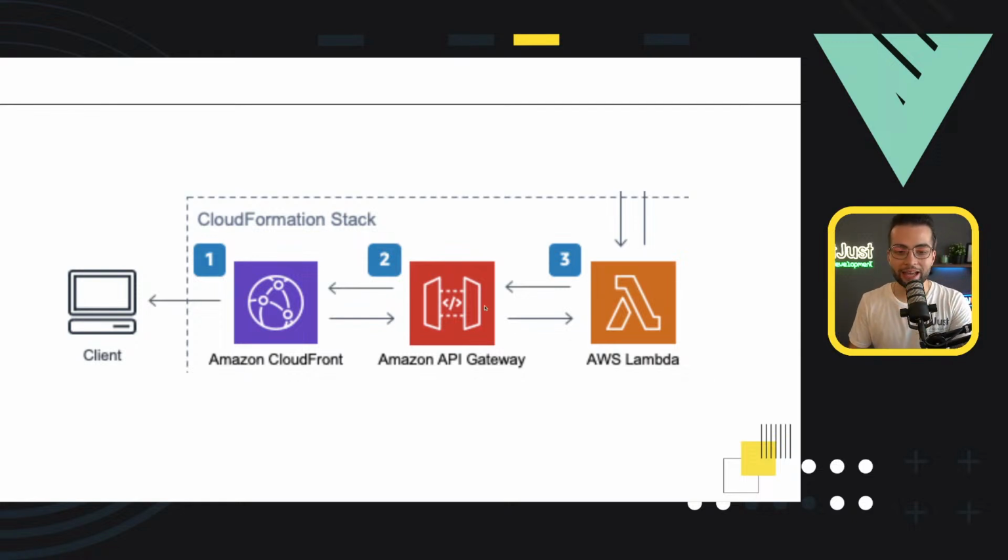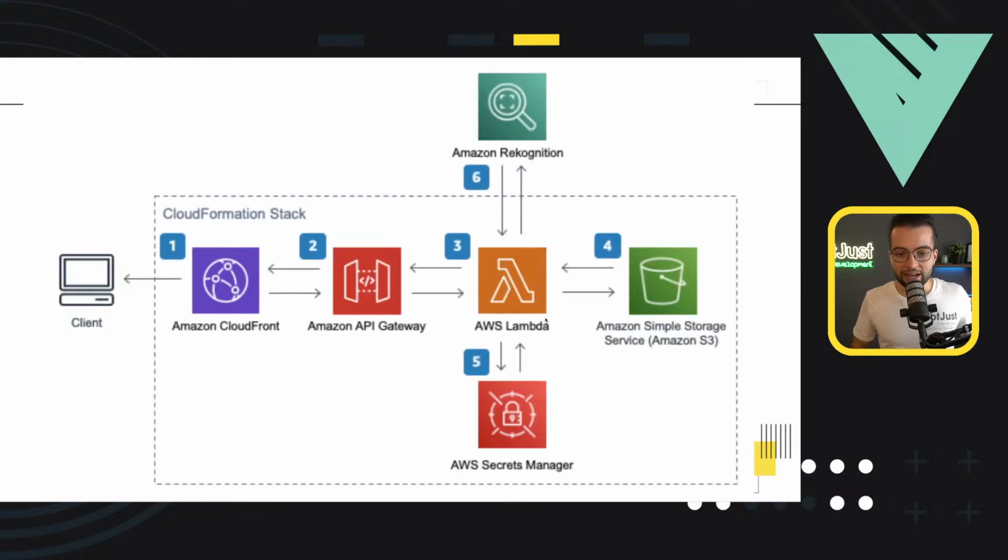In between them, we have an Amazon API Gateway that simply creates the endpoint and invokes the AWS Lambda function. It's like a middleware between CloudFront and the Lambda that executes the code. These are the most important parts, but the whole solution has a little bit more services.